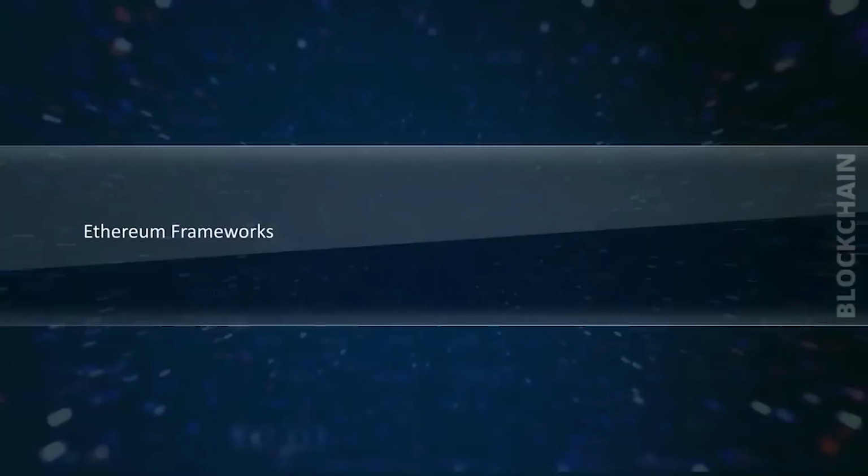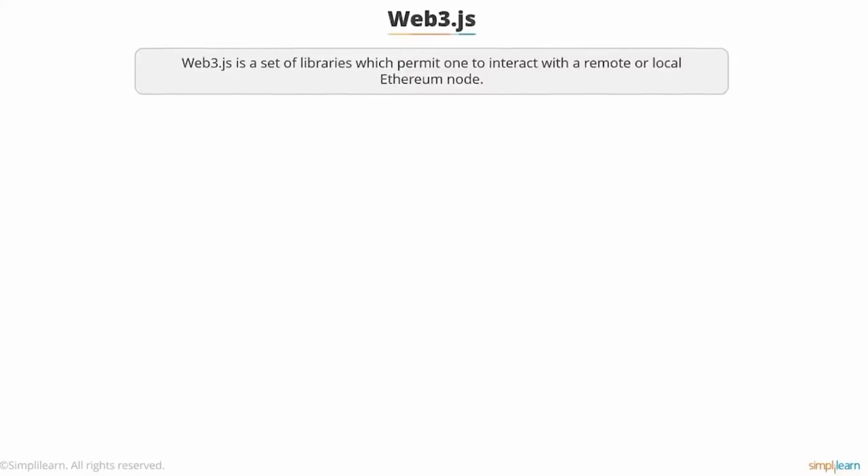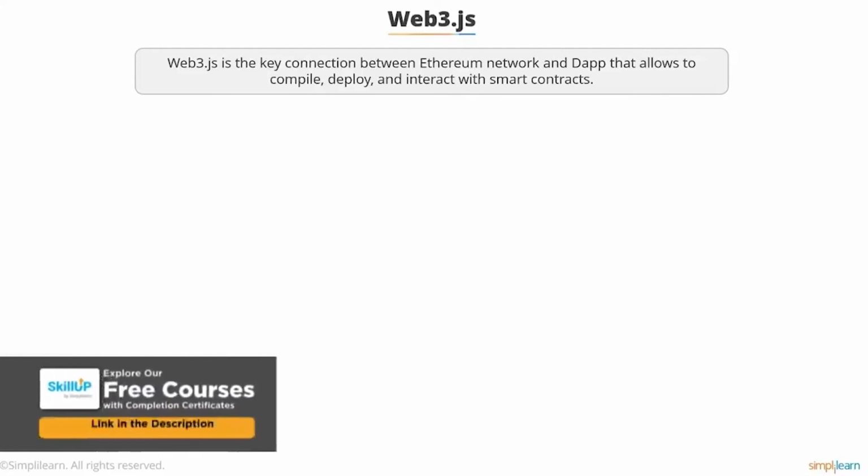Ethereum frameworks. We'll look at two types of Ethereum frameworks. Web3.js. Web3.js is a set of libraries which permit one to interact with a remote or local Ethereum node. It can be done with the use of IPC or an HTTP connection. The key connection between the Ethereum network and dApp that allows you to compile, deploy, and interact with smart contracts is called Web3.js. It gives us a way to build a website or client that can talk to the Ethereum blockchain.